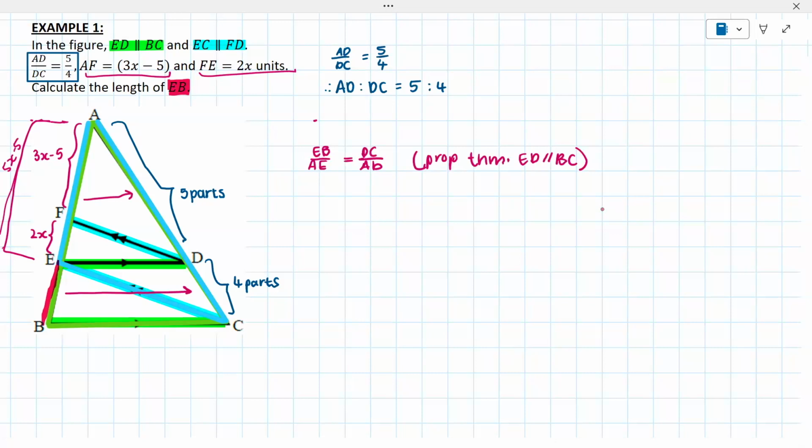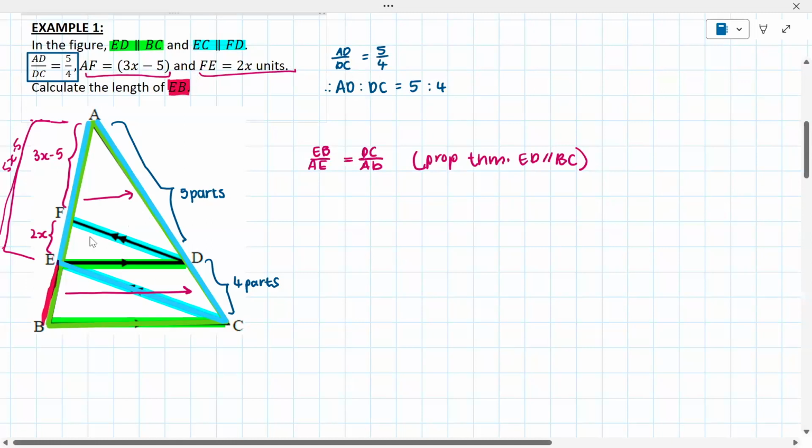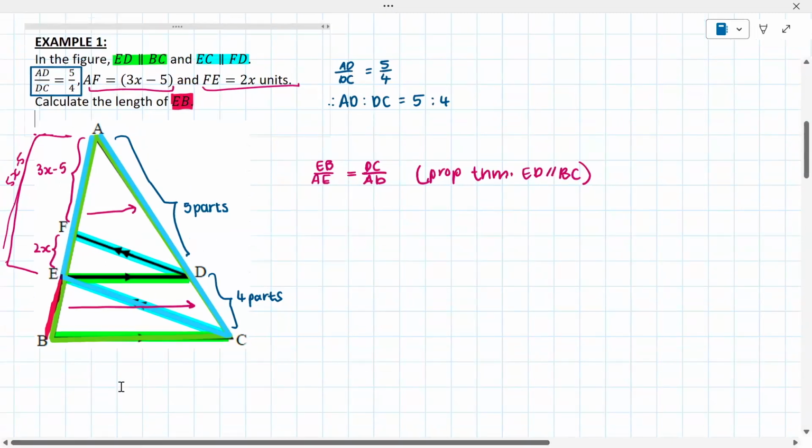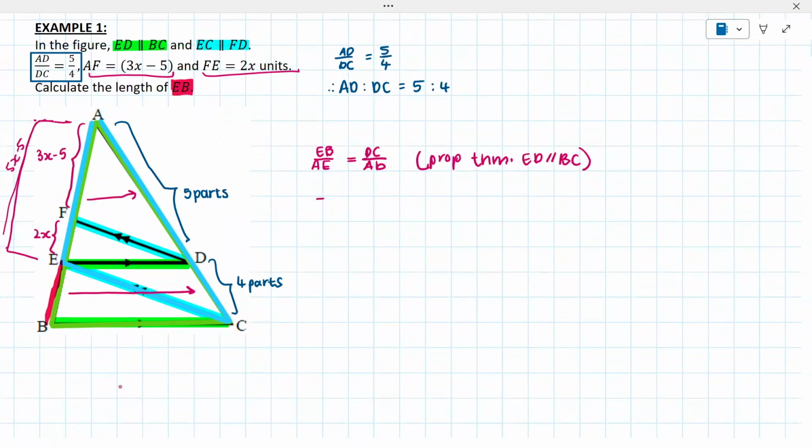Now that I've got the ratio containing what I want, I'm going to start filling in some information. So I'm going to fill in the stuff that I know. EB I obviously don't know, that's what I'm looking for. But AE I know. AE we know is 5x minus 5. We worked that out earlier. DC, now remember DC, I know what it is as a ratio. DC to AD, if you look back up here, is 5 over 4. That's awesome. Now I'm starting to get somewhere. I'm starting to figure out stuff that I initially didn't know, but I can now substitute in.